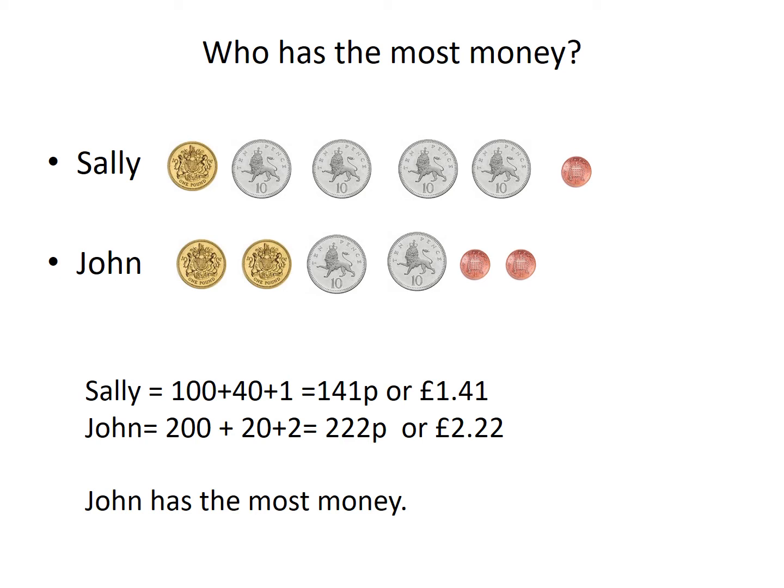John had £2 coins, so that's 200. 2 tens, which is 20, and then 2 ones, which is 2. So in total, he had 222p. Or you could record it with the pound sign, and it's £2.22. Remember, the decimal points separate the pounds from the pence. So John has the most money.